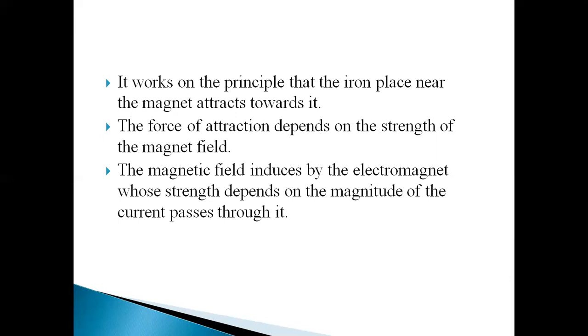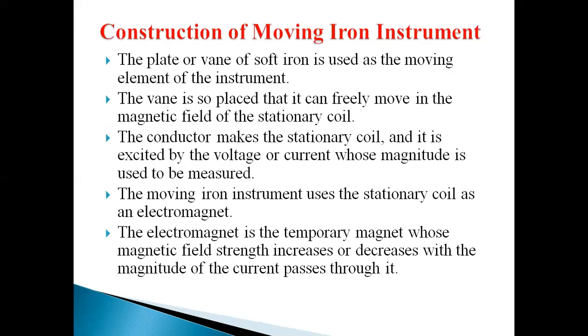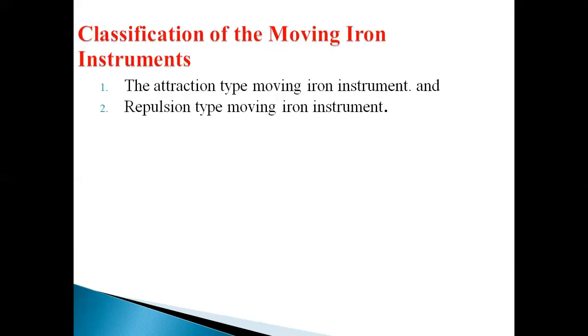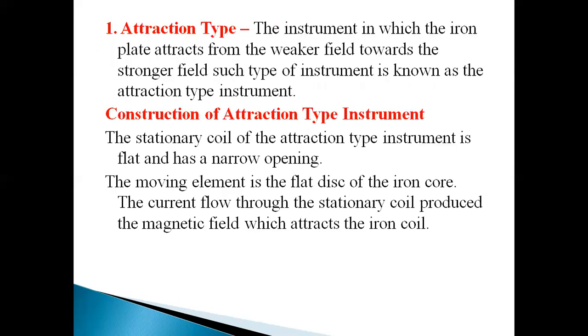Okay. So meanwhile, the iron particles are going to be attracted whenever the iron is placed in the weaker field. As usual, it will try to attract toward the stronger field magnet. Okay. So this principle is involved in the moving iron instrument. And these moving iron instruments are of two types: attractive type moving iron instrument and repulsive type moving iron instrument.